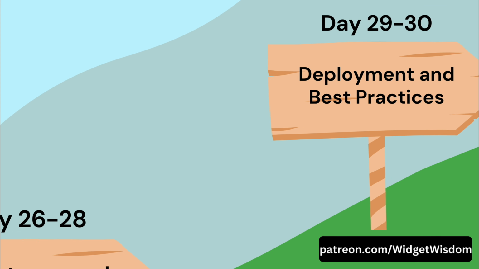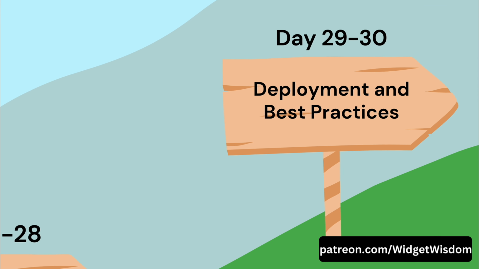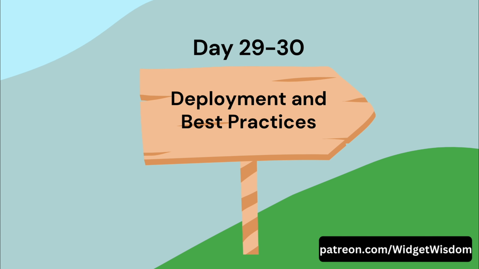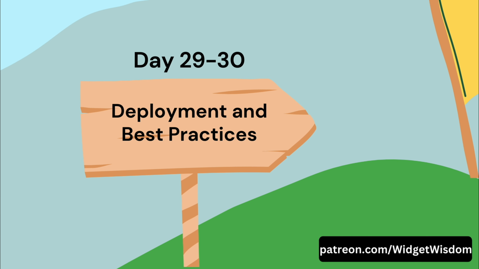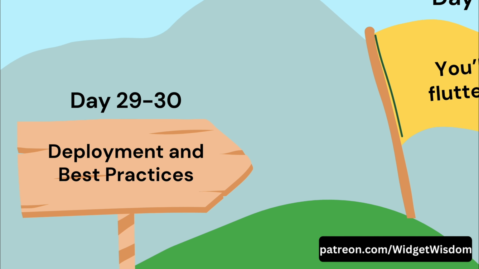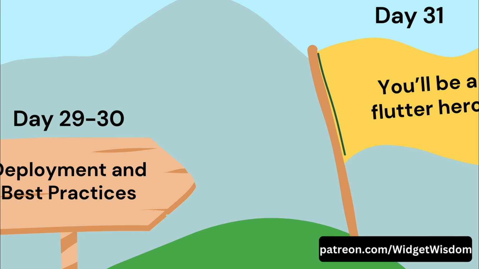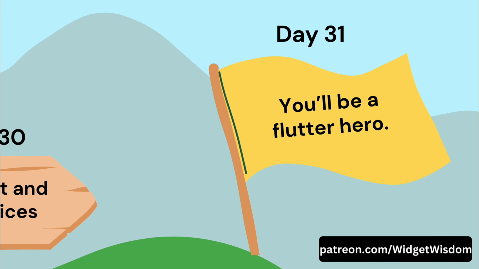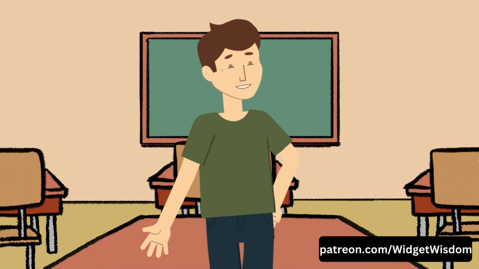Finally, on days 29 and 30, it's time to wrap up your learning by focusing on deployment and best practices. Learn how to build and deploy your Flutter apps to both Android and iOS. Also explore best practices for code organization, performance optimization, and app security. By the end of this roadmap, you will be equipped with the knowledge and skills to build, polish, and deploy a complete Flutter app. So that was it for the roadmap.